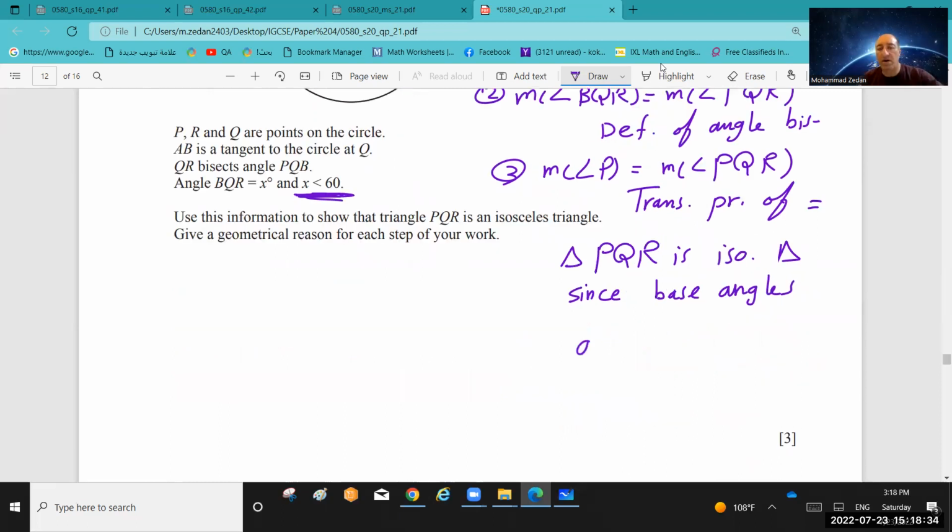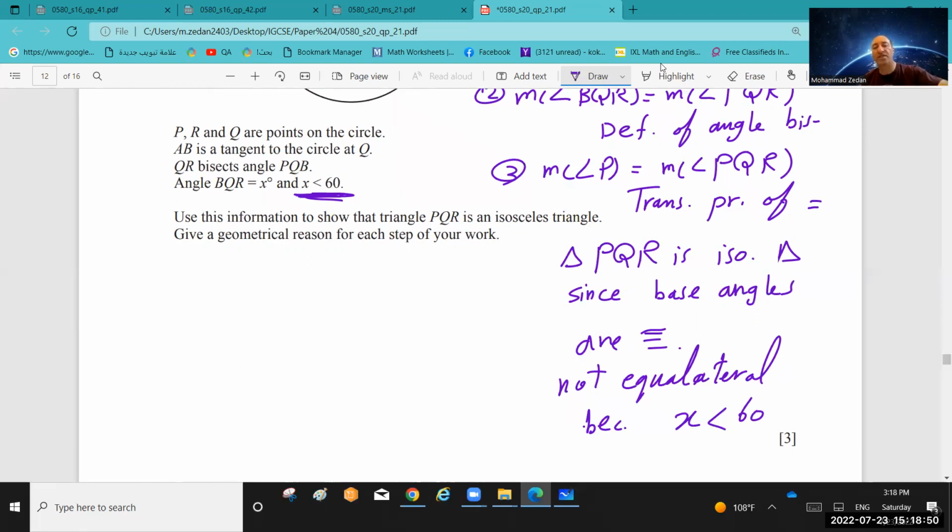Base angles are congruent, or equal if you want to say, and not equilateral, because x is less than 60. Okay, less than or more than 60 doesn't matter.